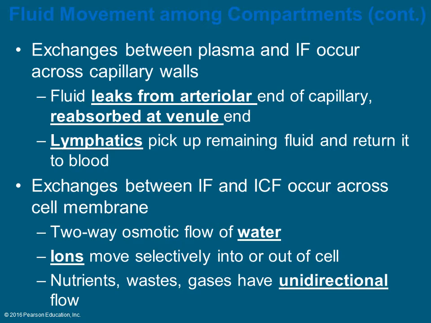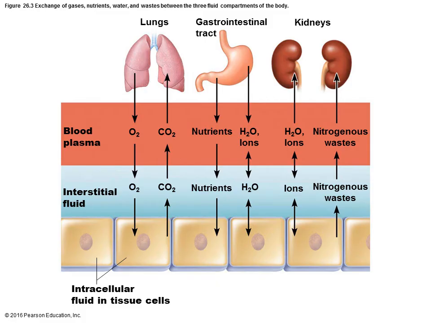Now, ions can move selectively in or out of the cell, and water can move different directions depending on what's going on. Most of your nutrients, your waste products, your gases will only be flowing in one direction. So on this table, let's look at the lungs at the top. Oxygen is flowing out of the lungs into the blood. From the blood, the oxygen flows into the interstitial fluid and then eventually into the cell, so that it will be dissolved in the intracellular fluid.